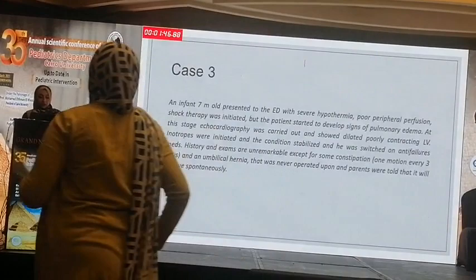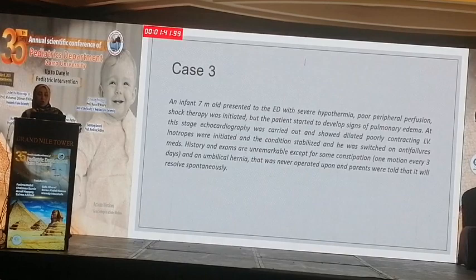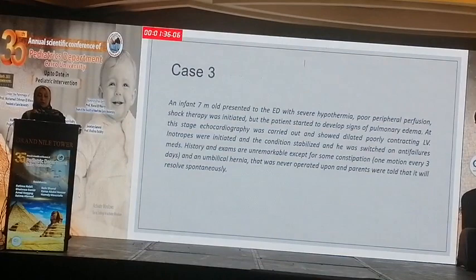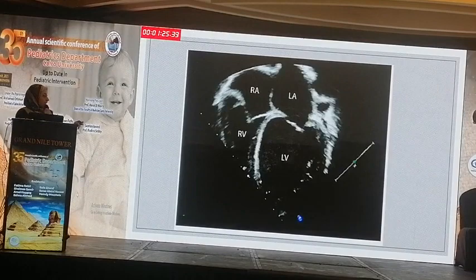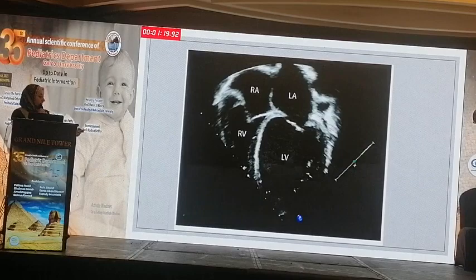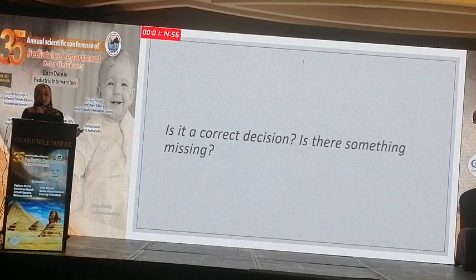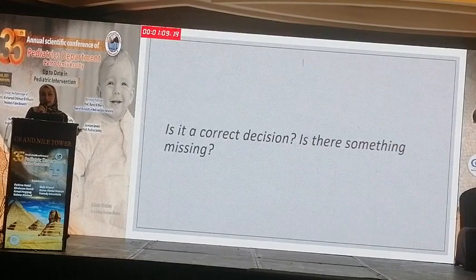History and examination are unremarkable except for some constipation, one motion every 3 days, and an umbilical hernia that was never operated on. The parents were told that it will resolve spontaneously. This is the echocardiography showing a dilated left ventricle. Is it a correct decision? Is there something missing? The answer for this case and for the previous cases will be discussed by Dr. Safa.